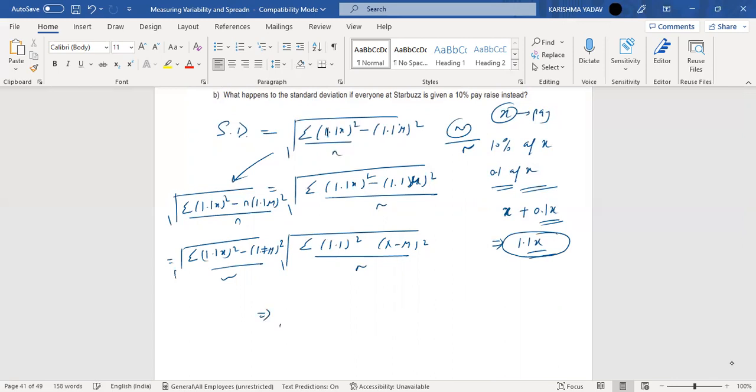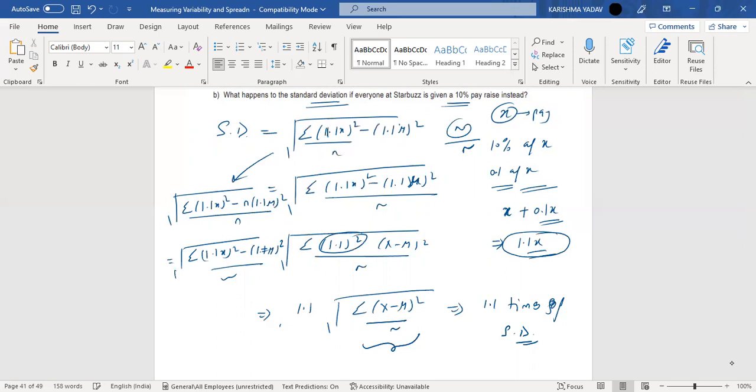So this is equal to 1.1. We can take out the 1.1 from here: 1.1 times the root of the summation of (x minus mu) whole square divided by n. And this is the formula for the standard deviation. So here it is 1.1 times the standard deviation. It was asked what happens to the standard deviation if everyone at Starbucks is given a 10% pay raise. If everyone is given a 10% pay raise, the standard deviation will be multiplied by 1.1 times the original standard deviation.